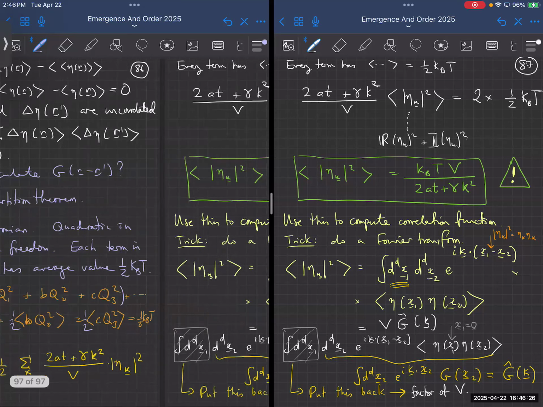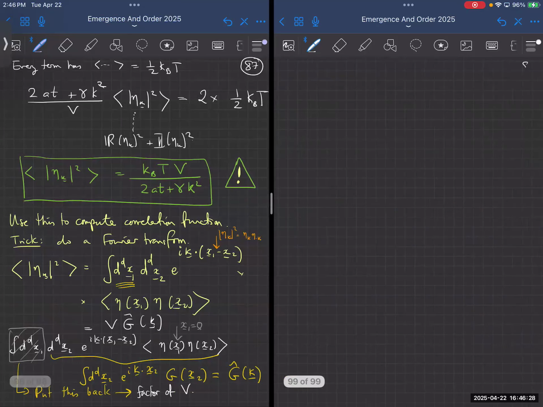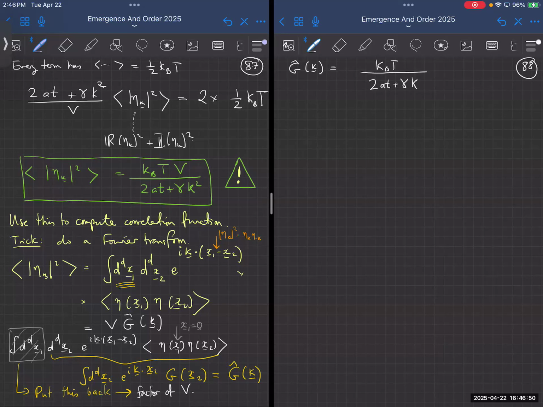So what that means then is I can put this all together. And so now I've got that the 2-point correlation function is equal to kBT over 2at plus gamma k squared.